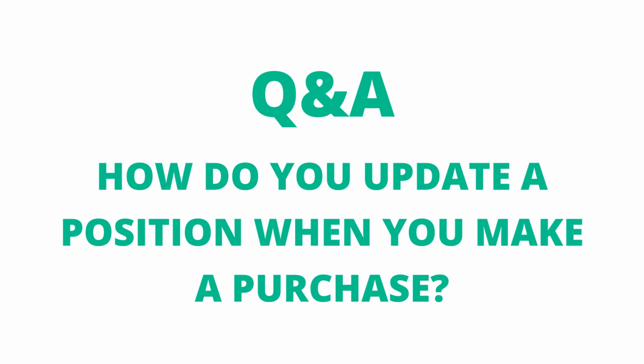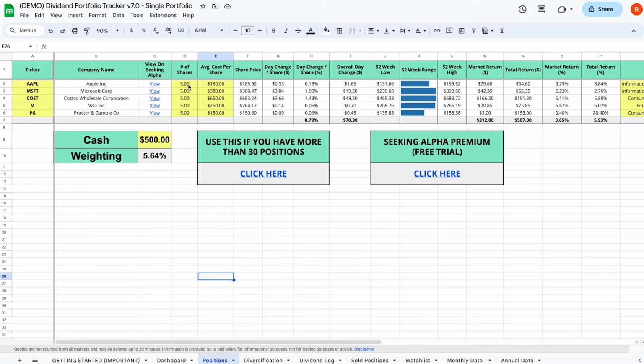Moving on, the second question here is another very common one that I get, and it's, how do you update a position when you make a purchase? So going over to the positions page, hypothetically, let's say we buy one more share of Apple, okay? We're going from 5 to 6, and all you're going to do is update the number of shares right here. So we now have 6 shares, and maybe your average cost per share increased a little bit after the purchase, so maybe you went to $181 per share.